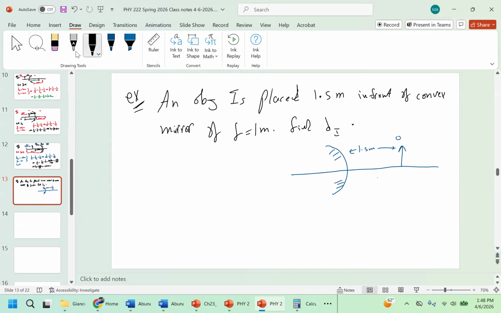Because of the convex mirror, you get a ray coming in this way. That means this is going to be your positive and this is going to be your negative, right? And your focal length is 1 meter. So here's your F, which is 1 meter. Basically, your D of O would be minus 1.5, and your focal length would be minus 1 meter.